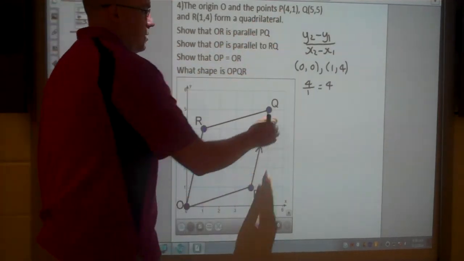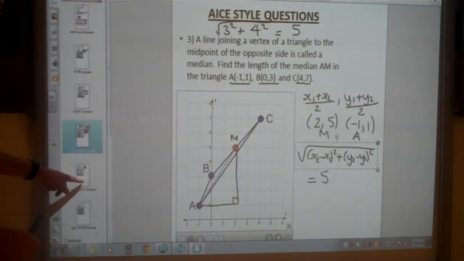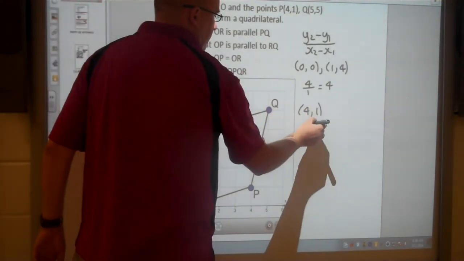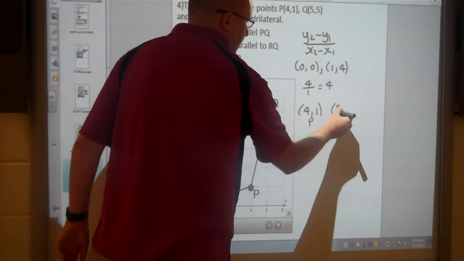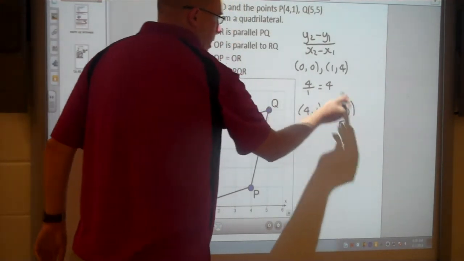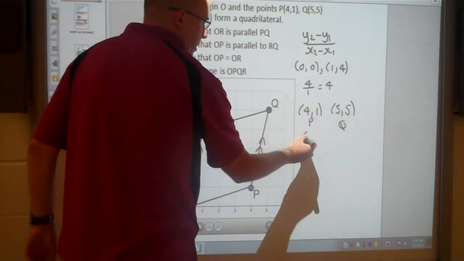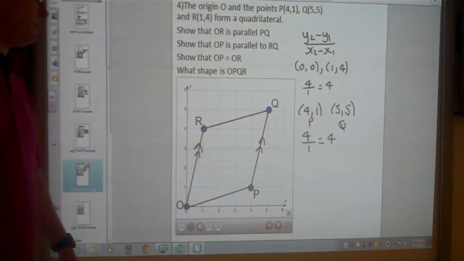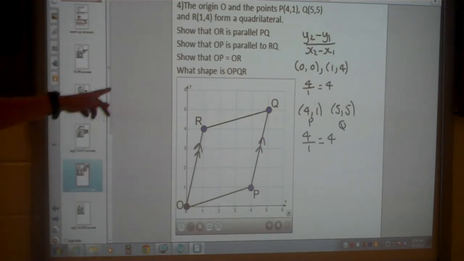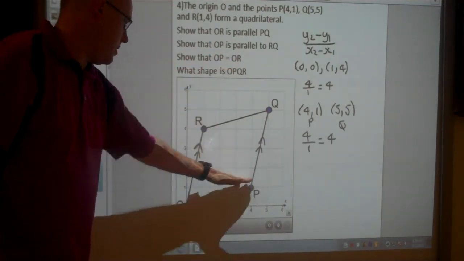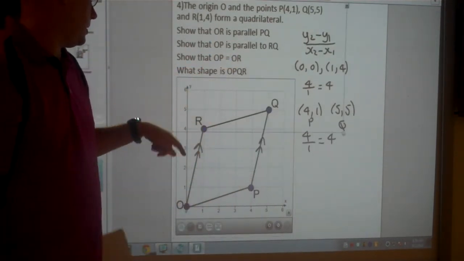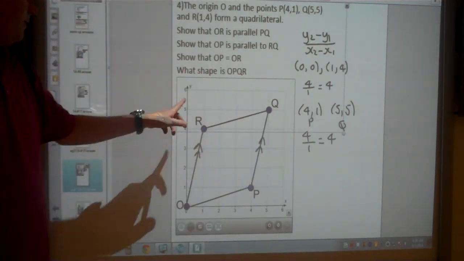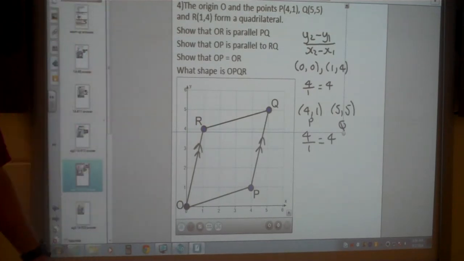P and Q. Oops. So P is 4, 1. Q is 5, 5. And I can use the same formula. 5 take away 1 is 4. 5 take away 4 is 1. And when you divide them, you find out that the slope is 4. Now you should be able to do the same thing with OP and RQ. Sorry, RQ, I apologise. And you should actually find for those that the slope is 1 over 4.